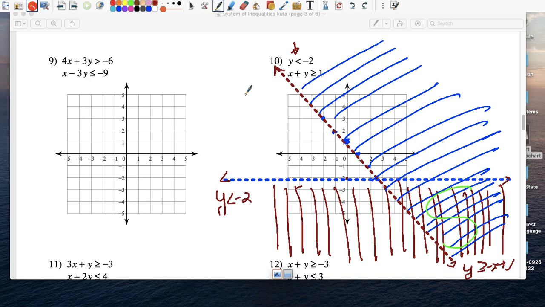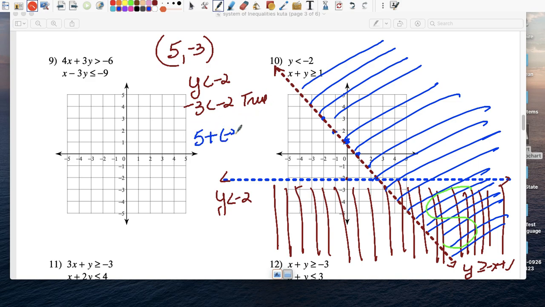So now we got to do our test. Let's pick a point, 5 and -3. So let's use the point 5, -3, and let's see if it works for both inequalities. So take the original, the first one, y is less than -2. We're going to substitute y with -3. Look at that, that's true. The second inequality, x plus y is greater than 1. So x is 5 plus y, which is -3, is greater than 1. Is that true? That's true again. So we know we did this correctly.